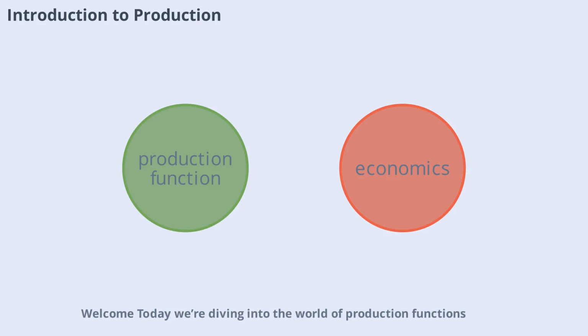Welcome. Today, we're diving into the world of production functions, a core concept in economics that helps us understand how businesses turn inputs into outputs. Whether you're curious about how factories operate or why companies make certain decisions, understanding production functions is key. We'll explore the differences between short-run and long-run production, the marginal product of labor, and the principle of diminishing returns.